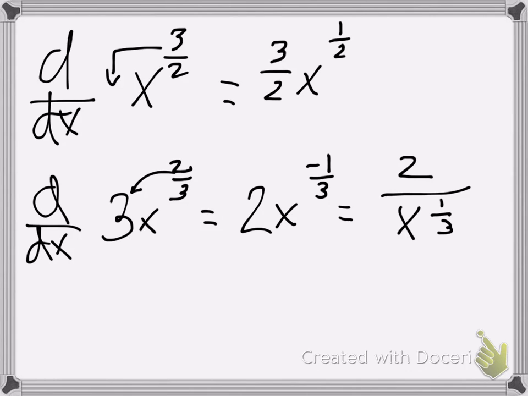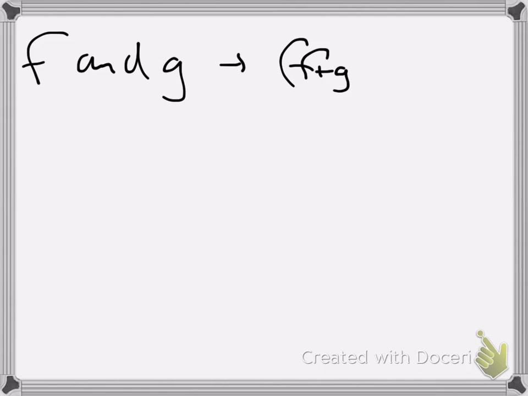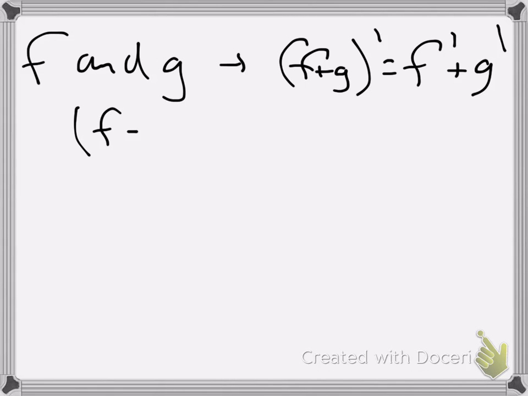Remember, too, that there are also rules involving sums and differences. If you have two functions, f and g, and you want to take the derivative of their sum, it's just the derivative of the first function plus the derivative of the second function. Same thing if you have a difference. If you want to take the derivative of f minus g, you just take the derivative of the first piece minus the derivative of the second piece. That's what basically helps us take derivatives of polynomials.